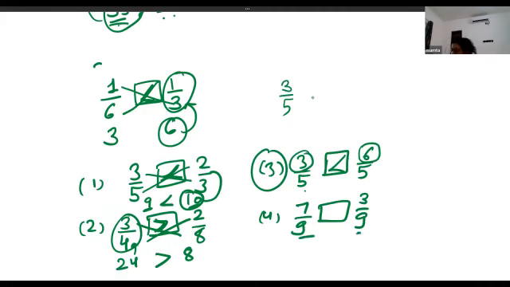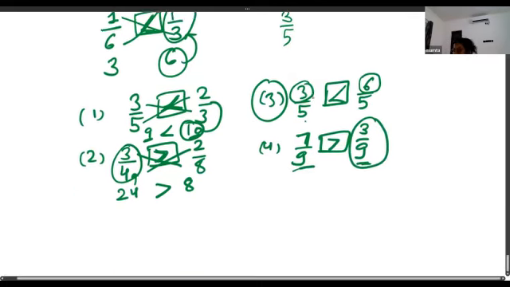Ma'am, I sent you the answer. 7 by 9 and 3 by 9. Okay, I will see. Deepika, which fraction is larger? Ma'am, 7 by 9. Yes, 7 by 9 is larger.